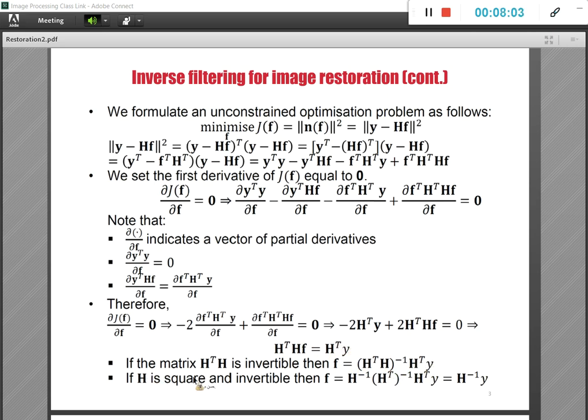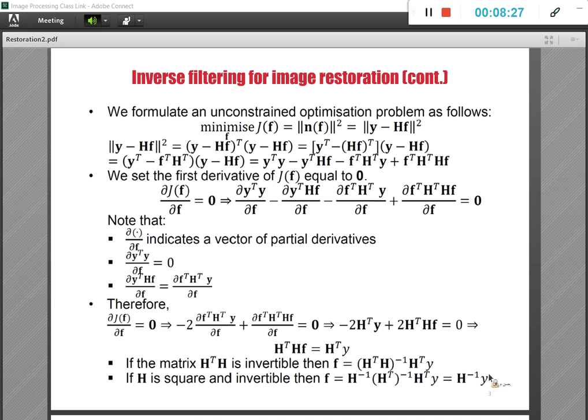If H is square and invertible, then what is F? F is H inverse H transpose inverse H transpose Y. H transpose inverse H transpose is the identity I. That means F is H inverse Y. This is an invertible system, or reversible system.